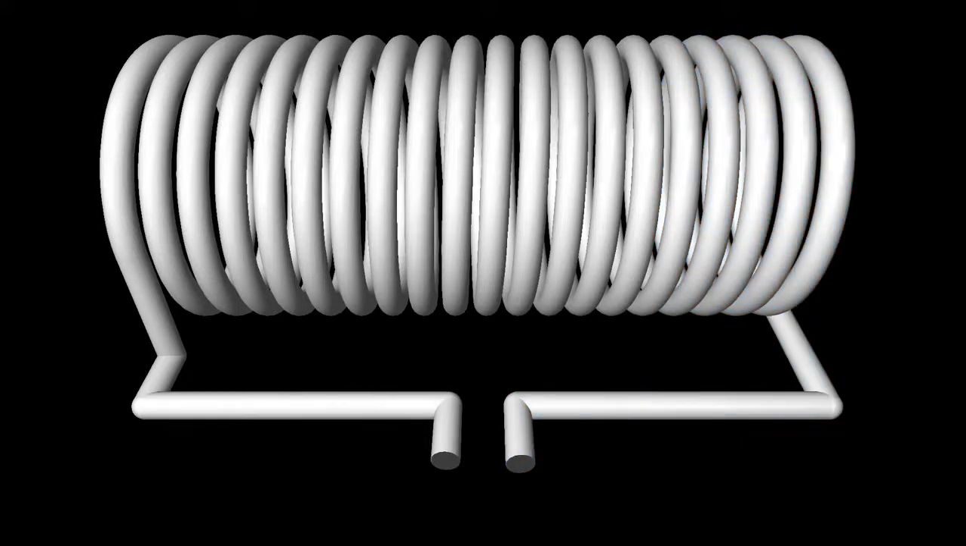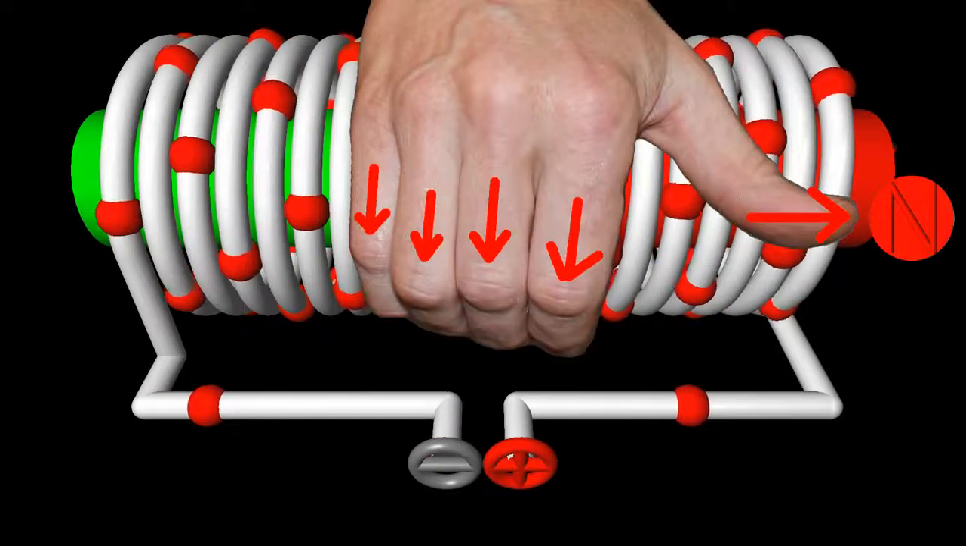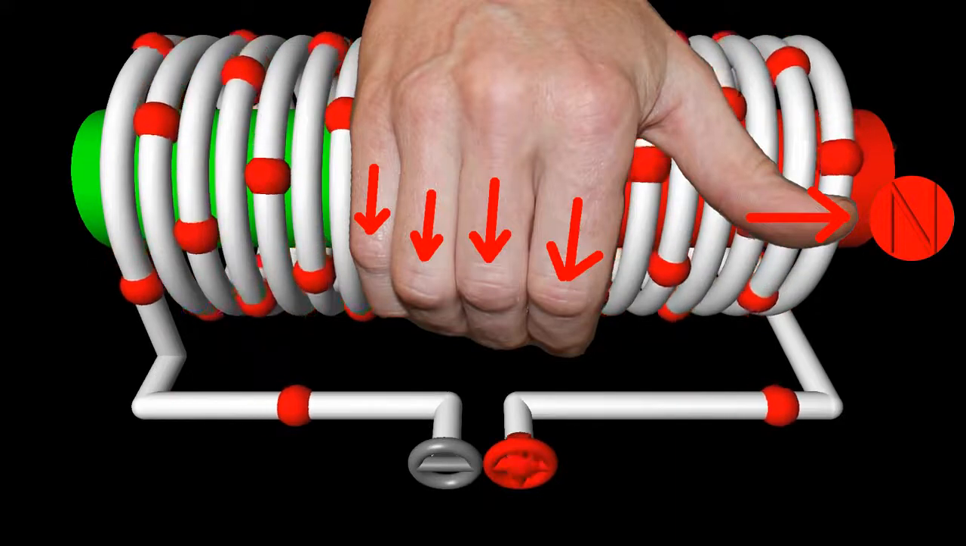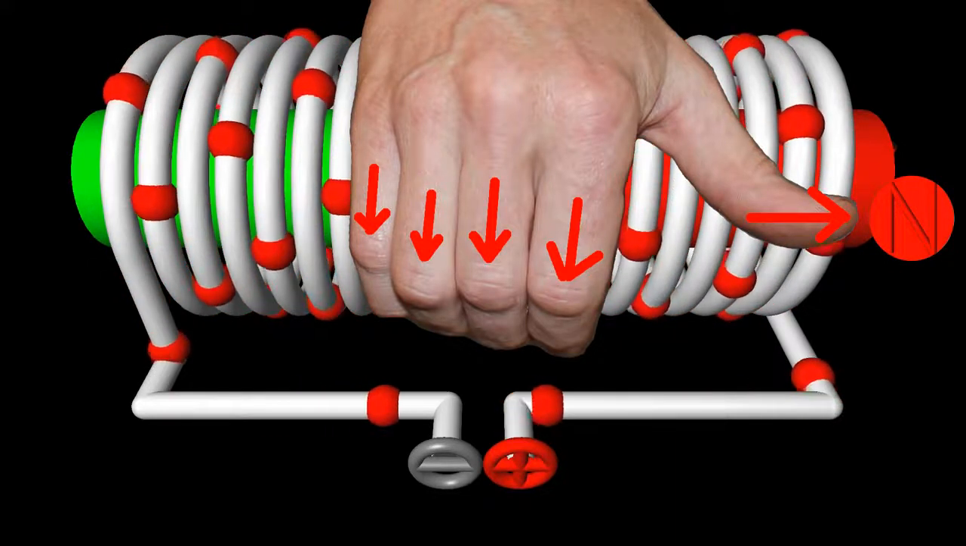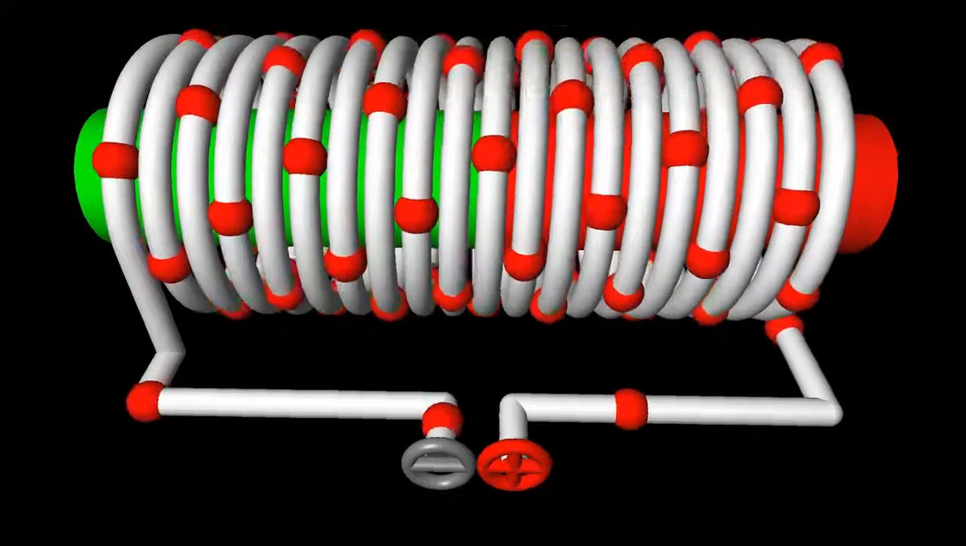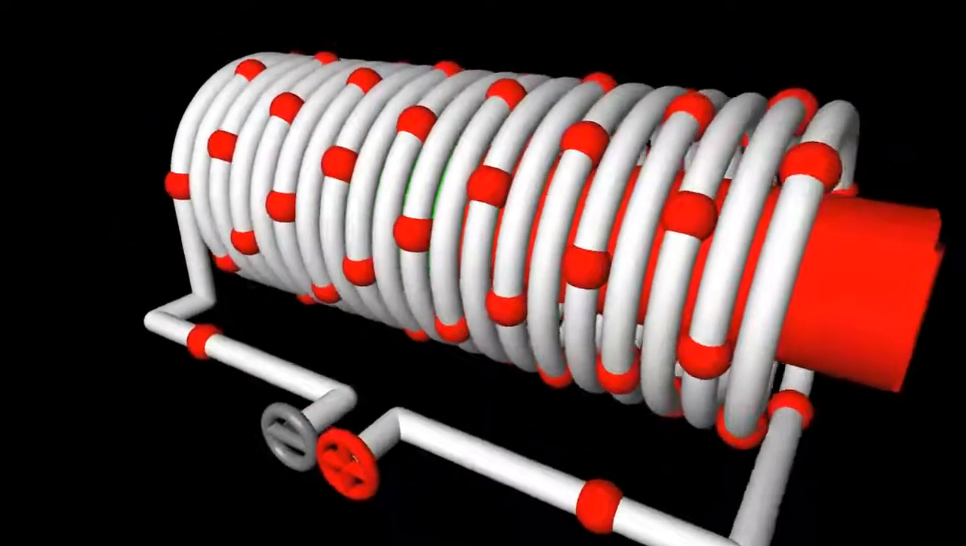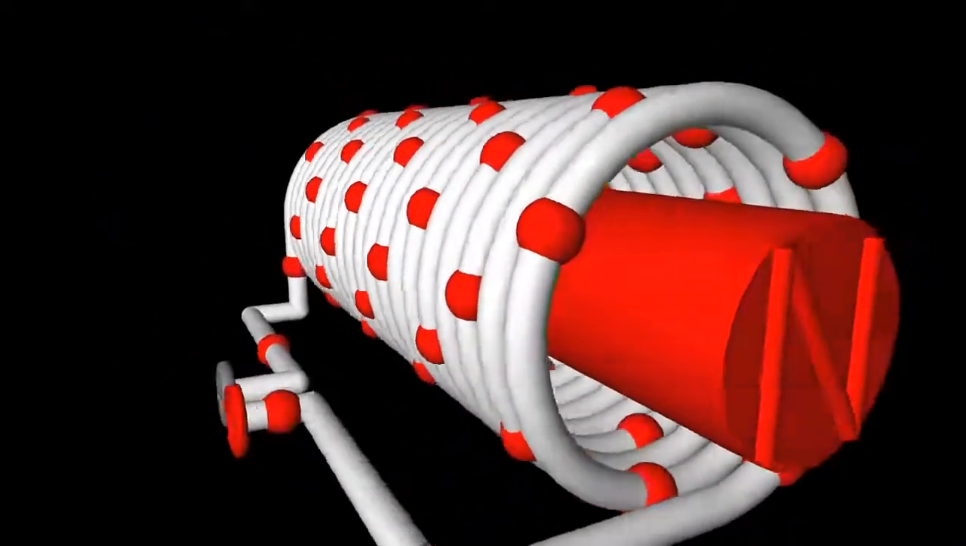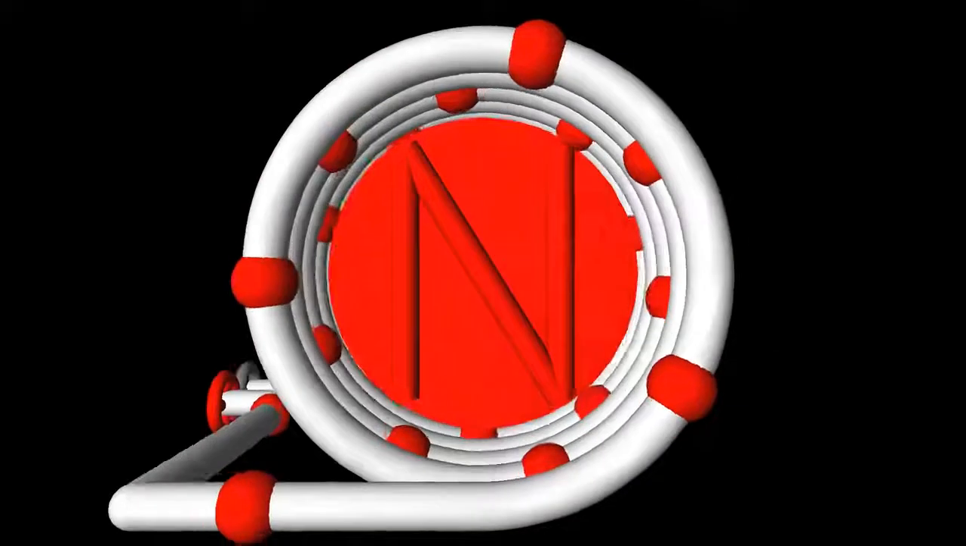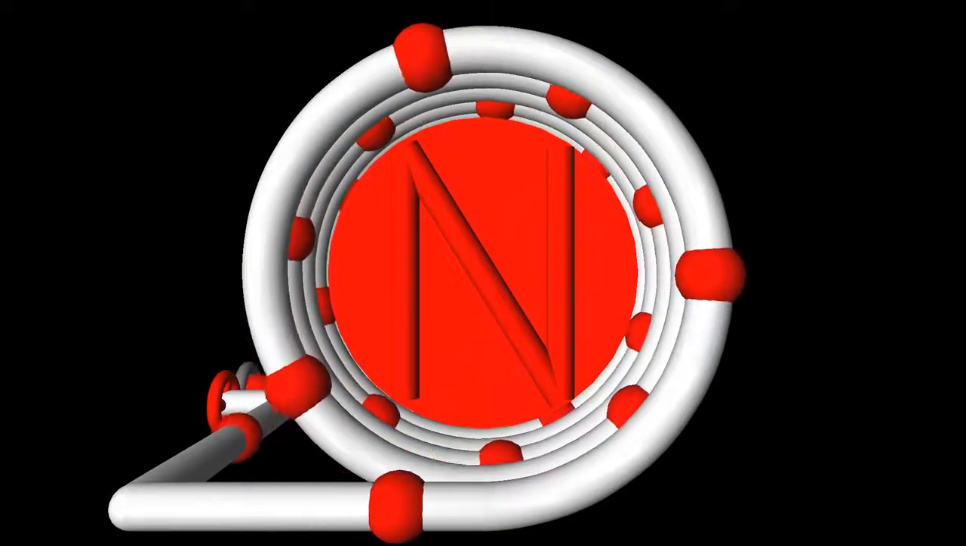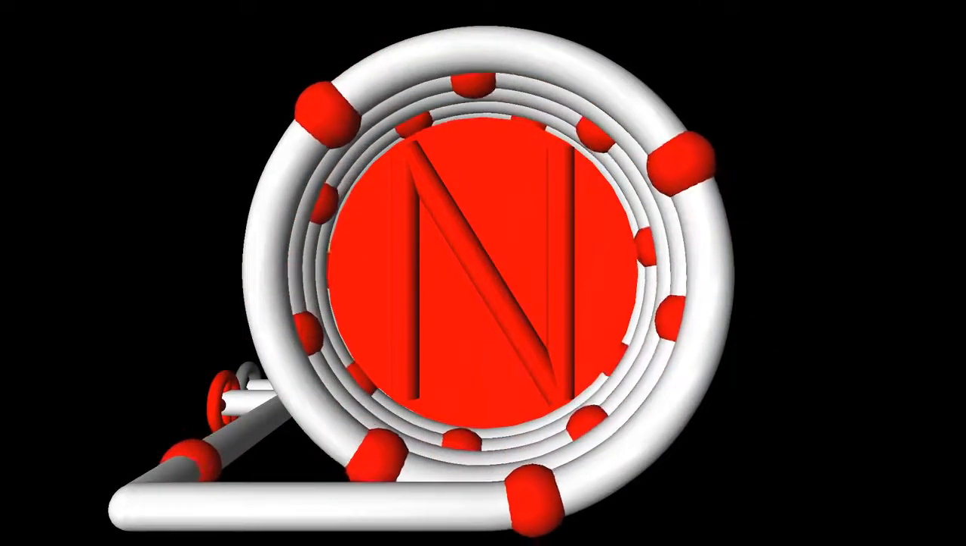If the positive terminal of the supply voltage is attached to the right end of the wire, you can determine the position of the magnetic north pole by using your right hand. Your thumb will point to the right end. Now, the positive current flows counterclockwise when looking on that end of the solenoid, which is the second evidence that the north pole is located here.